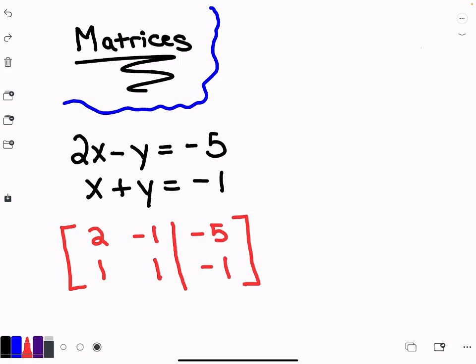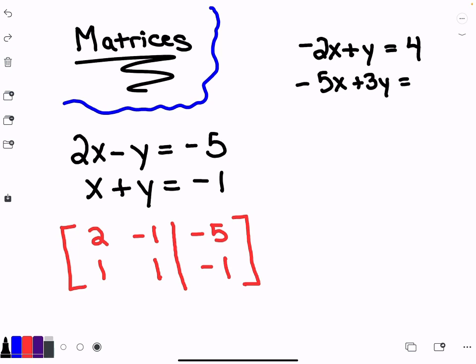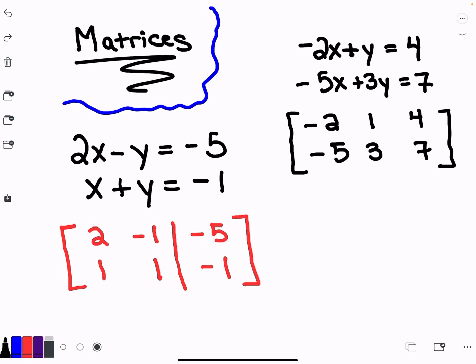Let me do another one. I'm pulling these off my screen. 2x plus y. This is a system. And then -5x plus 3y is equal to 7. And if someone told you to make this into a matrix, you would say, okay, I can do that. Let me just take the numbers, -2, 1, 4, -5, 3, 7. Close my brackets right here, and you could have a little bar in between like that.